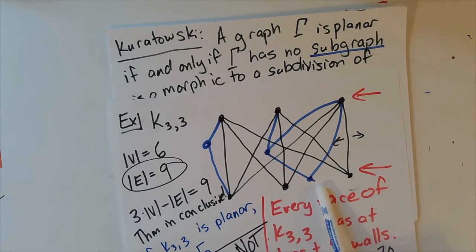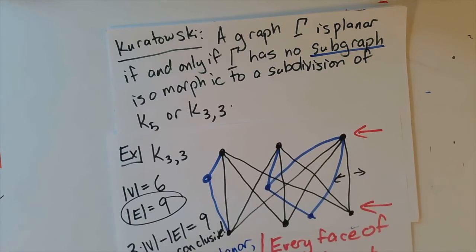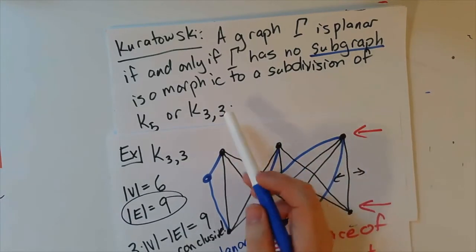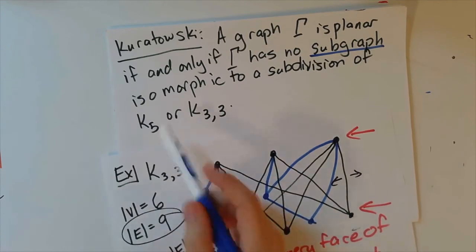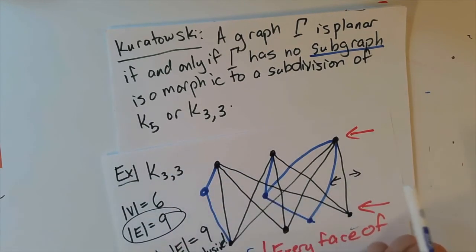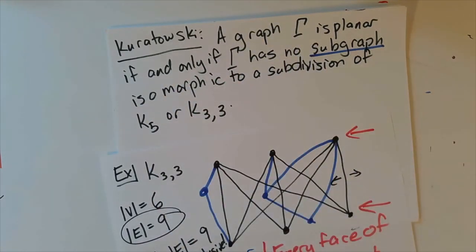well, then definitely I could draw K33 in the plane, because I could just draw this graph with the black and blue edges in the plane, and then erase all the blue edges, and then I'd have a representation of K33. So one part of this is easy. Namely, if a graph has a subgraph isomorphic to K33 or a subgraph isomorphic to K5, then definitely it's not planar. Okay, so that part is easy because we've shown that those two graphs aren't planar.